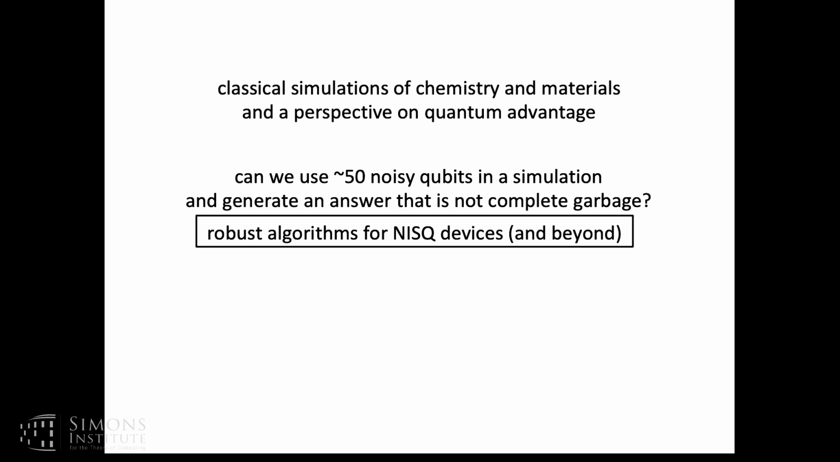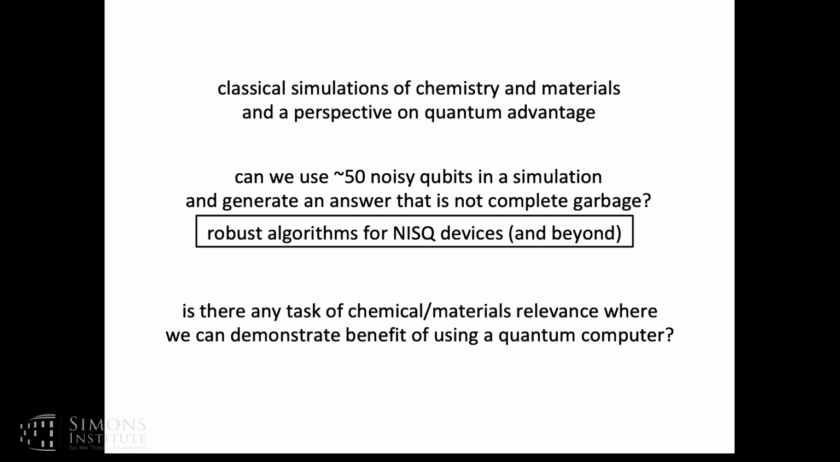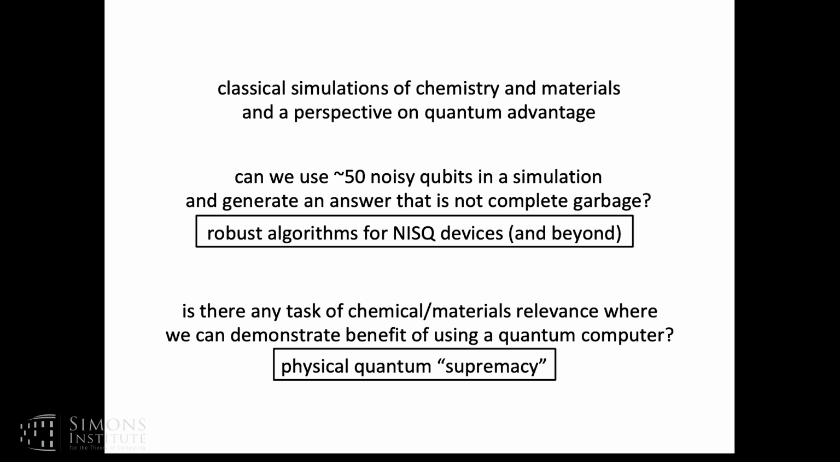And then finally, the second thing that I'm thinking about these days is a question of whether there's any task, even if it's a little bit artificial, in the chemical and material science sphere, where we can demonstrate clearly the benefit of using a quantum computer. This is what one might call physical quantum supremacy, and I'll just touch on this point at the very end. Okay, but let me just first start with the beginning.